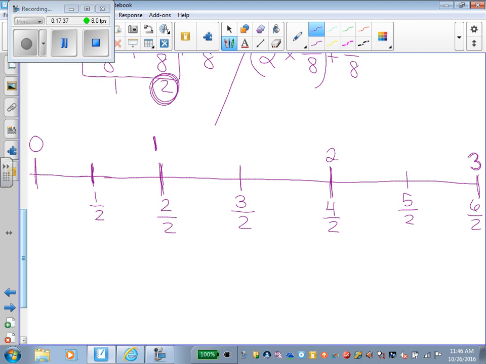All right. I want you guys to tell me something that you notice between these whole numbers and the fractions that they are equivalent to. What do you notice about those whole numbers and the fractions they are equivalent to? Brian?